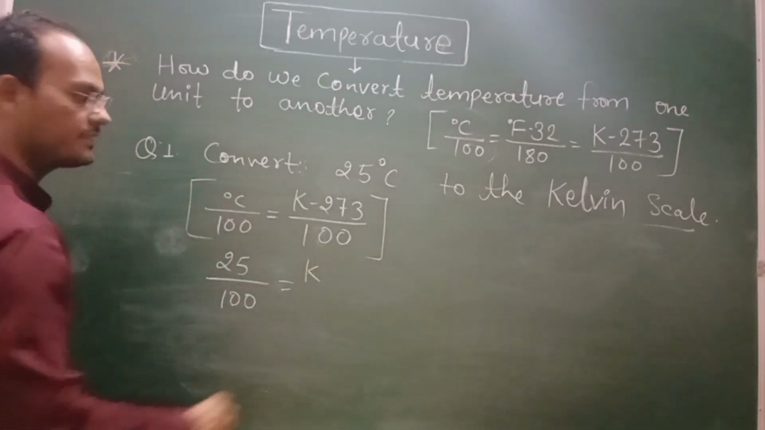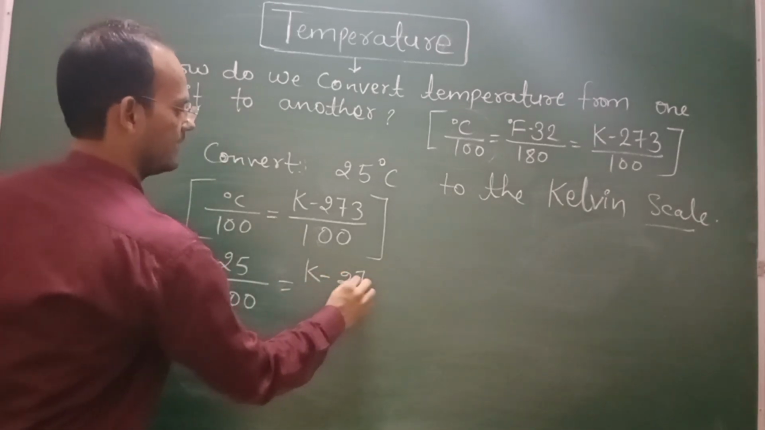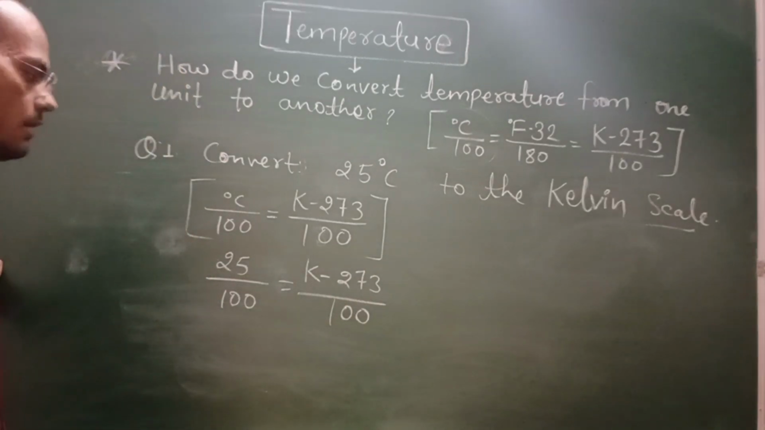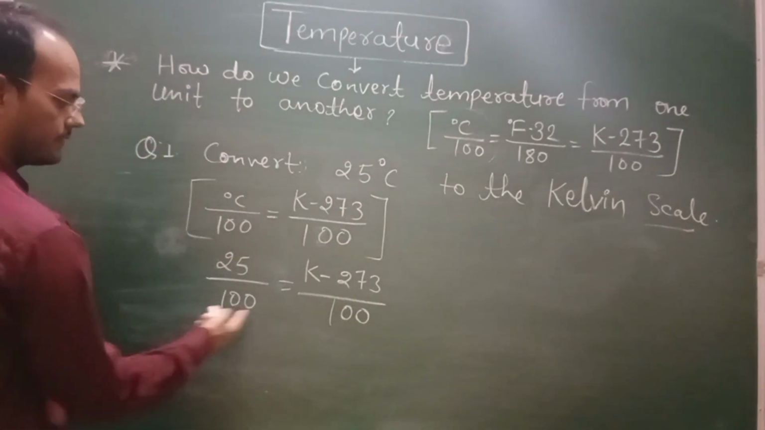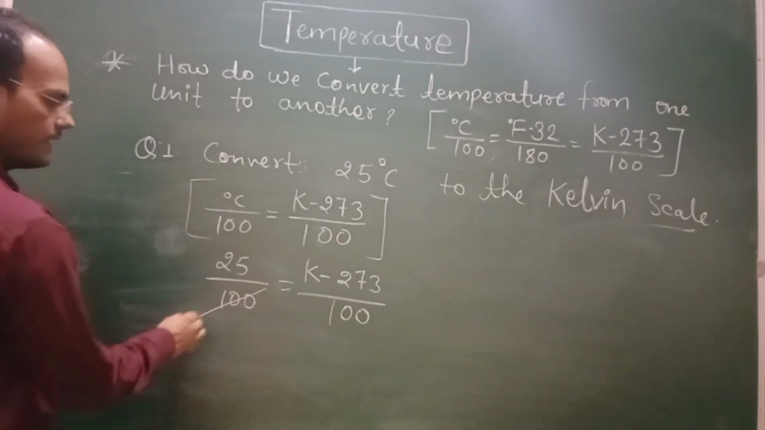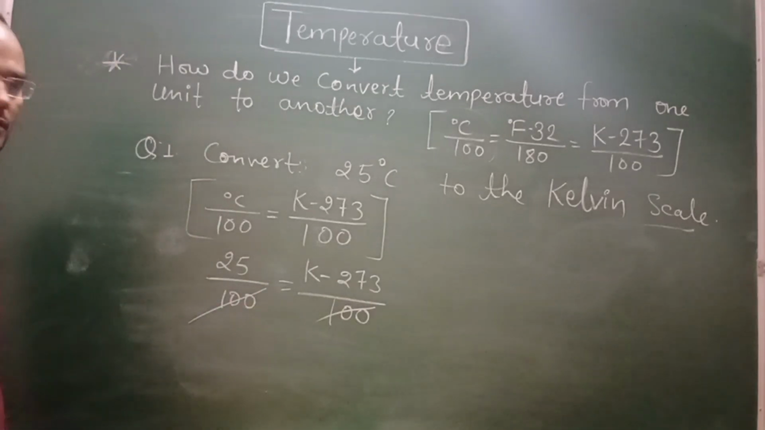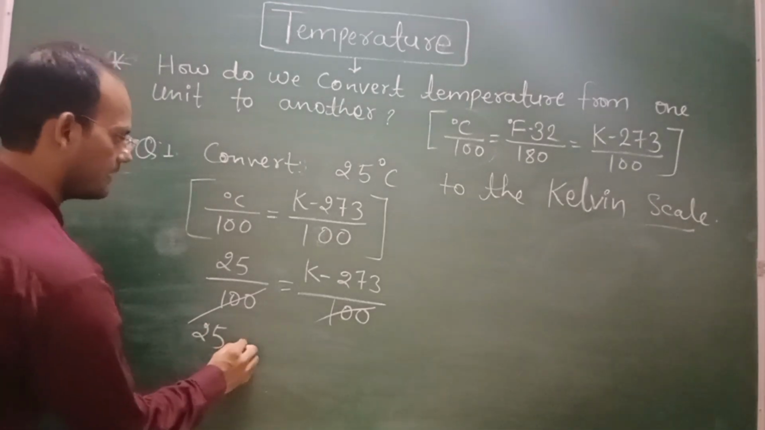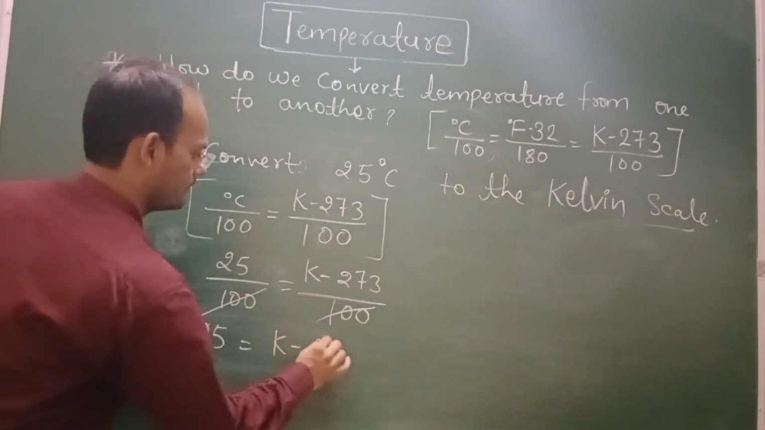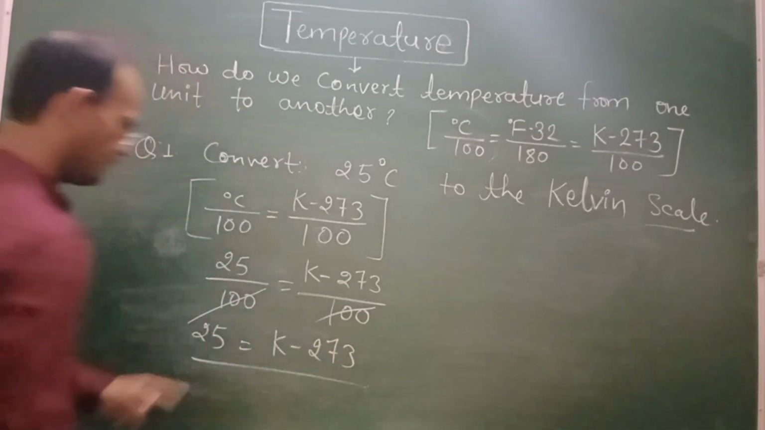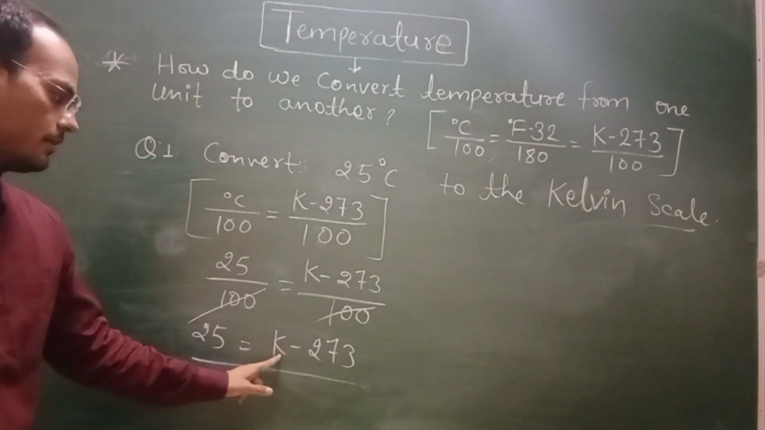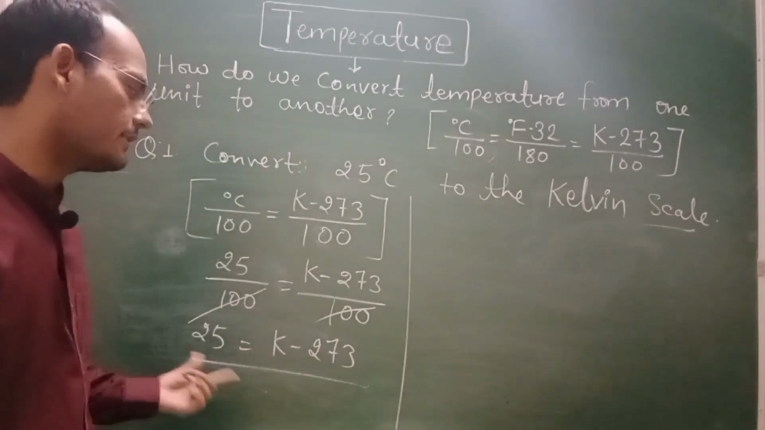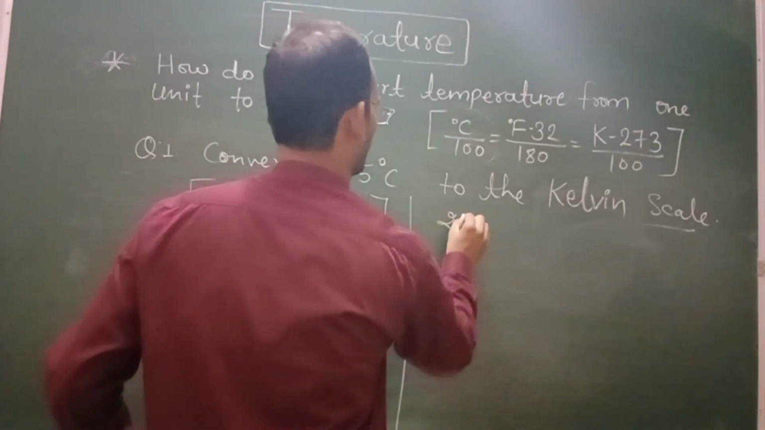So keep this one as it is and K minus 273 divided by 100. Now you will see there is an equal number, so these numbers will be cancelled out, and now the equation we have obtained is 25 equals K minus 273. When we bring this number to the other side, what will be the equation?